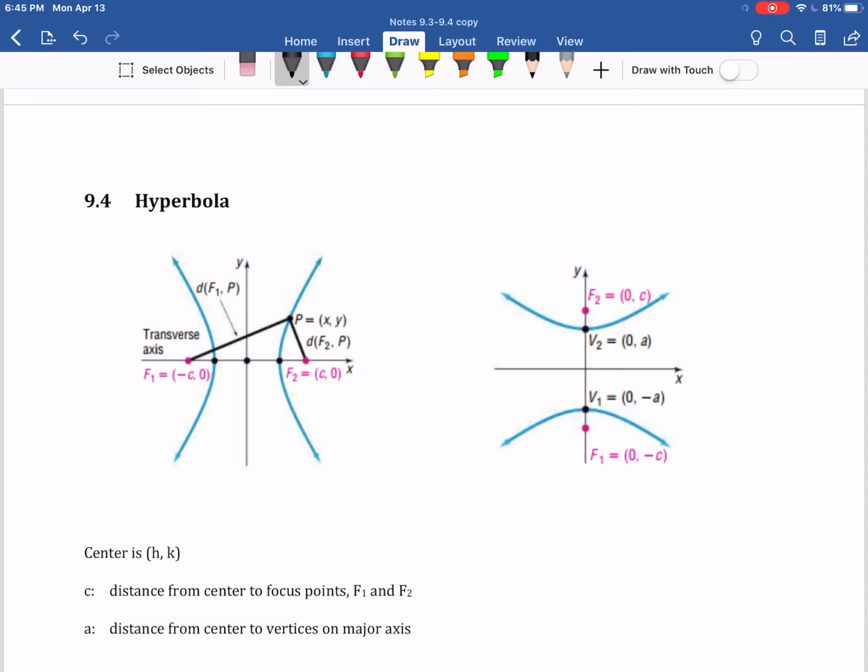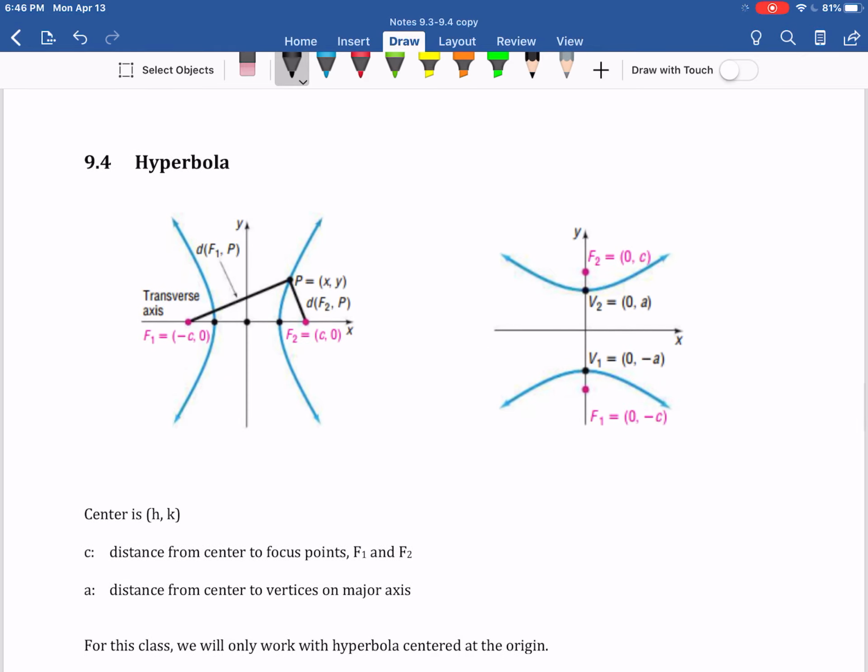The graph on the left is the hyperbola that crosses through the x-axis, and the hyperbola on the right crosses through the y-axis. And so we're going to discuss how do you know which axis your graph is going to cross through. The center is noted at H, K, and in this particular class, we're going to leave our center at the origin. So H and K will both be 0 and 0.